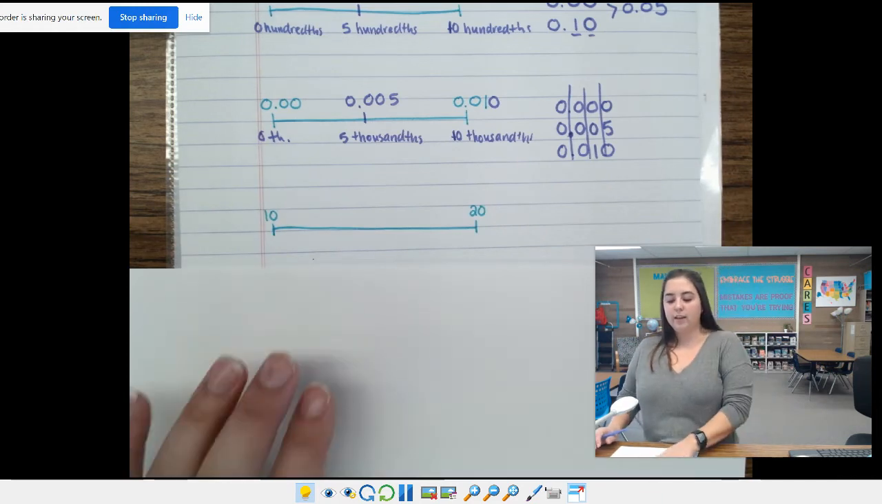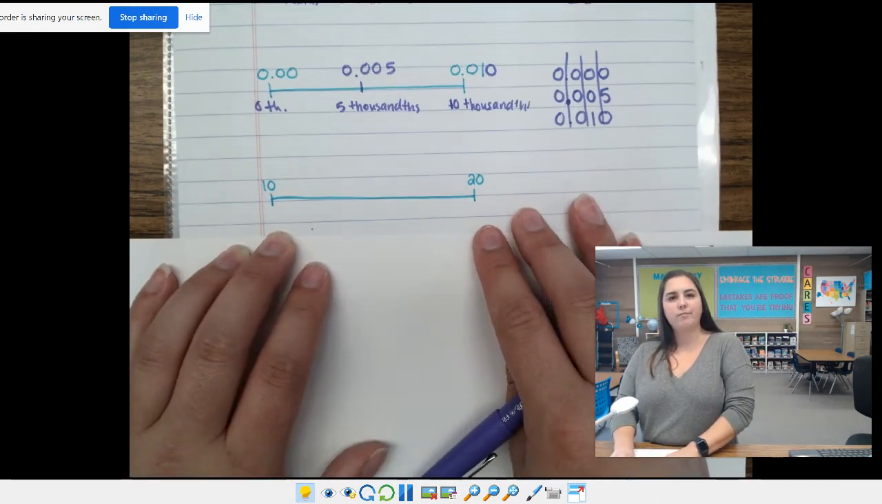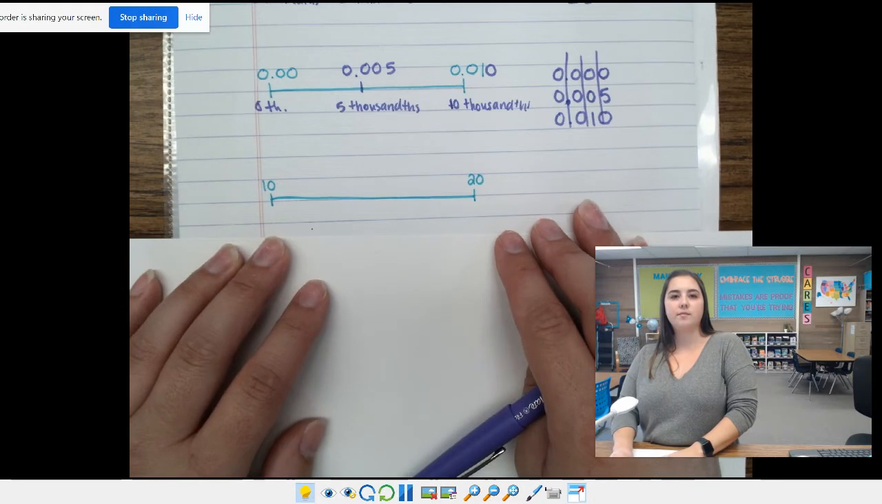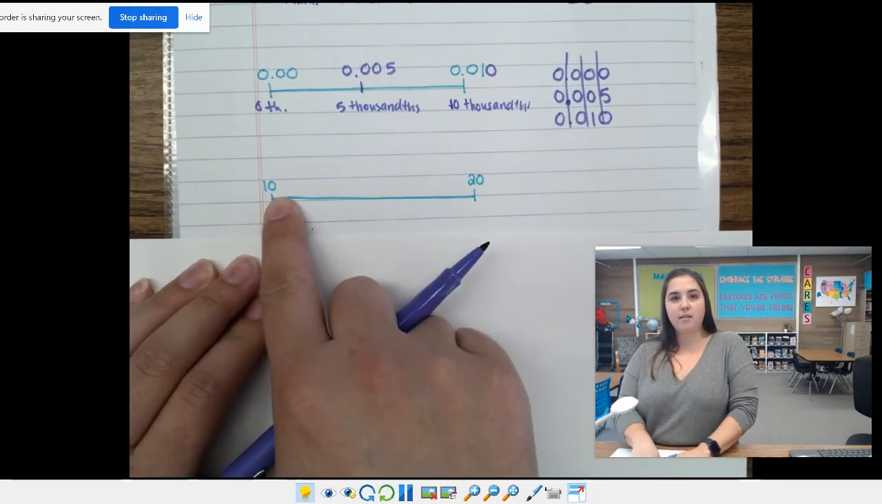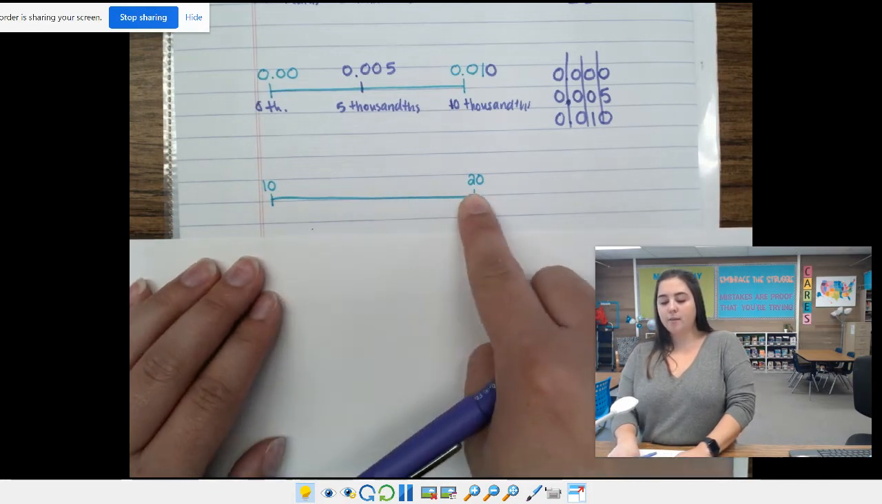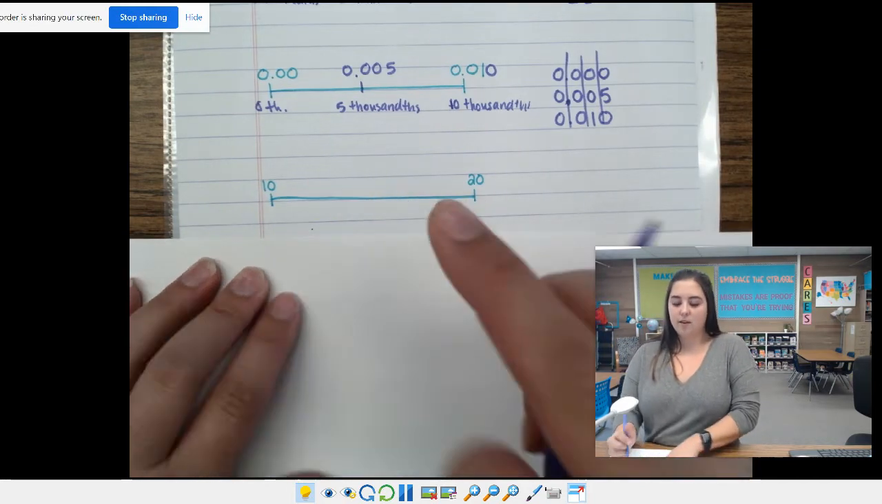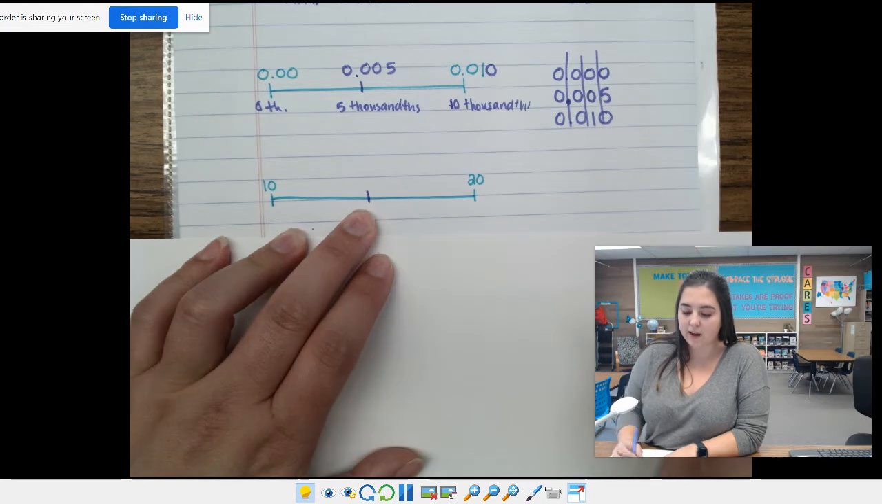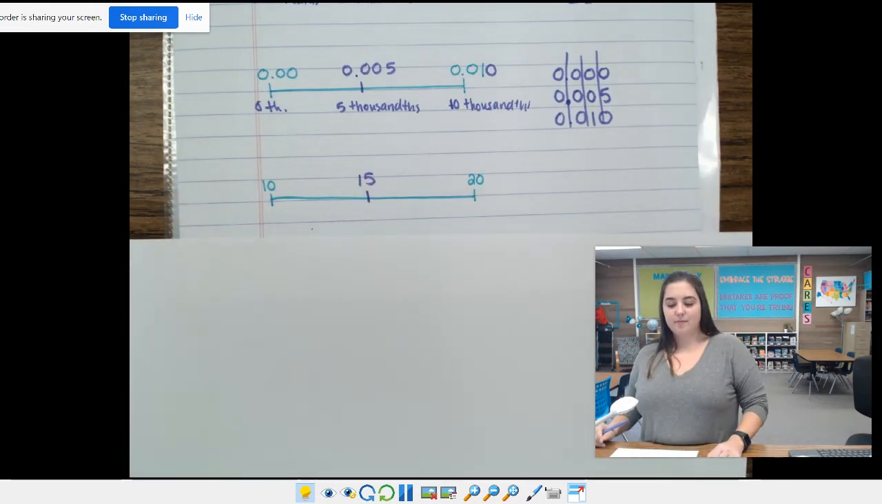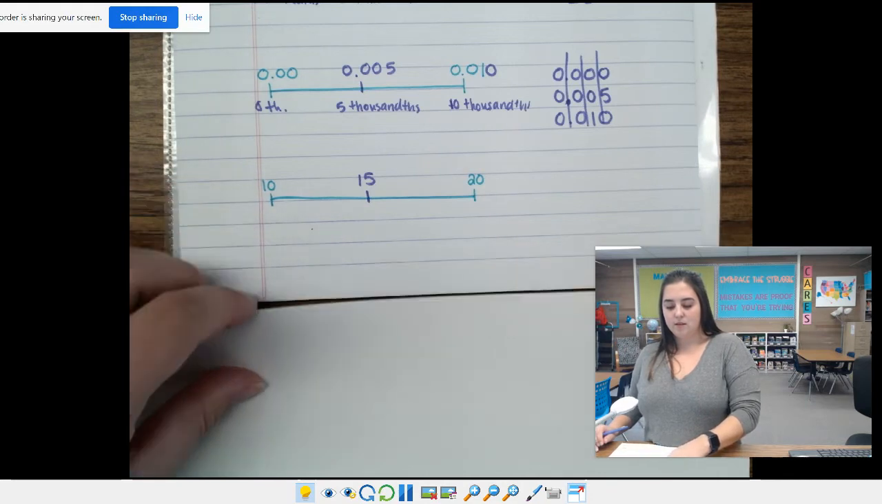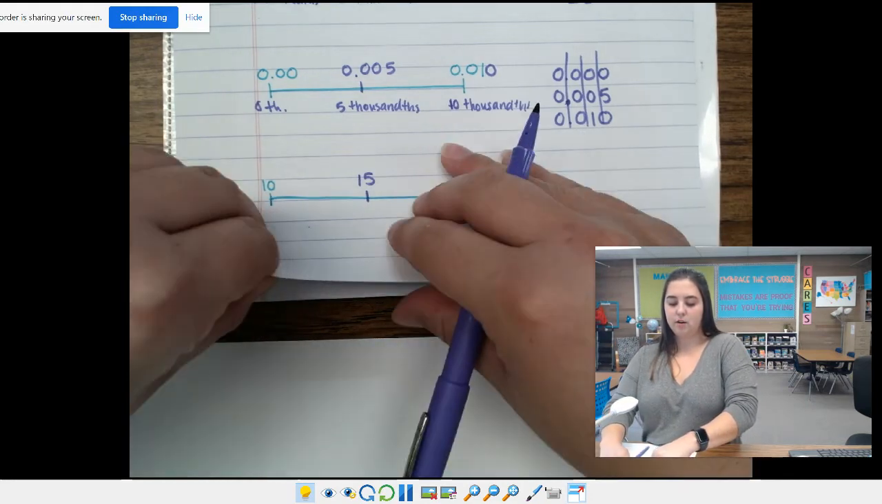Let's go a little bit bigger. So 10 and 20. What's in between those numbers? I know there's 10 numbers in between here because 10 plus 10 brings me to 20. So half of 10 would be the 5. So in between is 15. Let's keep going. I'm going to tear off this page here.